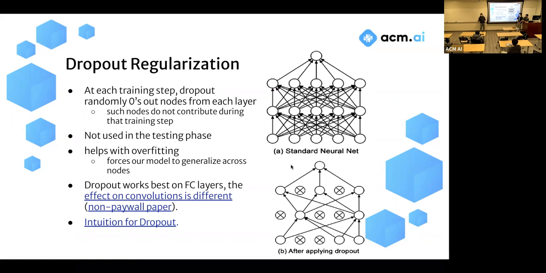It just doesn't work as well, but it works well on fully connected layers. Yes? Is dropping out the same thing as freezing the node, or is it different? Those are two different things. Freezing nodes has to do with transfer learning, which I think we either talk about today or next week.